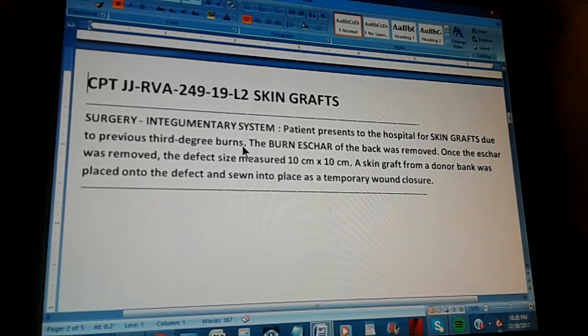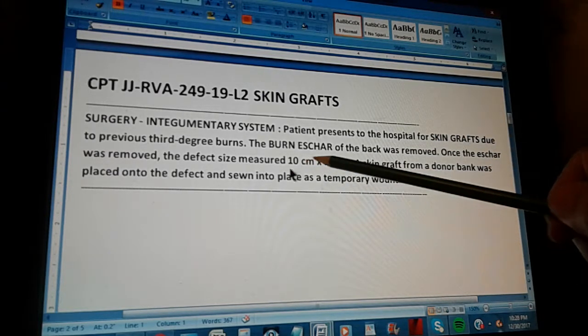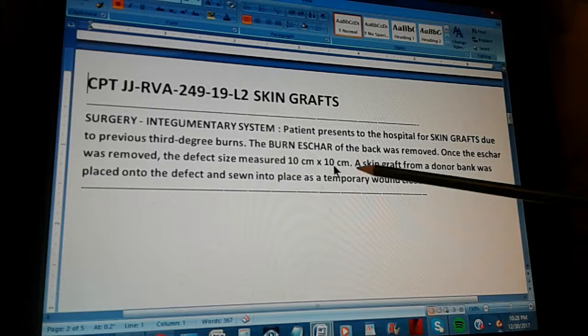Skin grafts meaning you take the skin from another part of the body, and then you put it in the part that has been burned. The burn scar of the back was removed. Remember this, of the back, because we're going to go by anatomy in the coding. Once the scar was removed, the defect size measured 10 centimeters by 10 centimeters. And remember that 10 by 10 is 100 square centimeters.